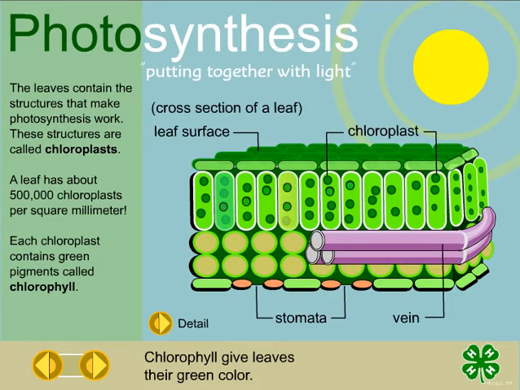The leaves in plants contain the structures that make photosynthesis work, and those structures are called chloroplasts. A leaf has about 500,000 chloroplasts per square millimeter. We're actually going to take a look at those later in the week underneath the microscopes. Each of those chloroplasts contains a green pigment called chlorophyll, and it's that chlorophyll that gives the leaf its green color.